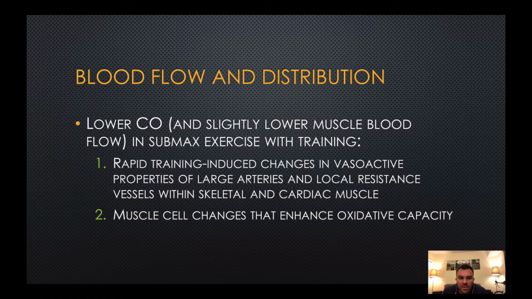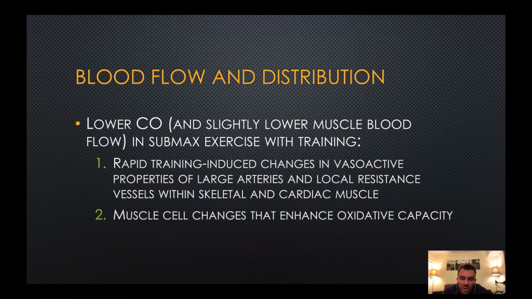Lower cardiac output in submax exercise with training leads to rapid training-induced changes in vasoactive properties of large arteries and muscle cell changes that enhance oxidative capacity. So when we think about blood flow and how it gets distributed, the body gets a lot better at vasodilating, vasoconstricting, and either vasodilating in areas that need the blood, vasoconstricting in areas that do not.